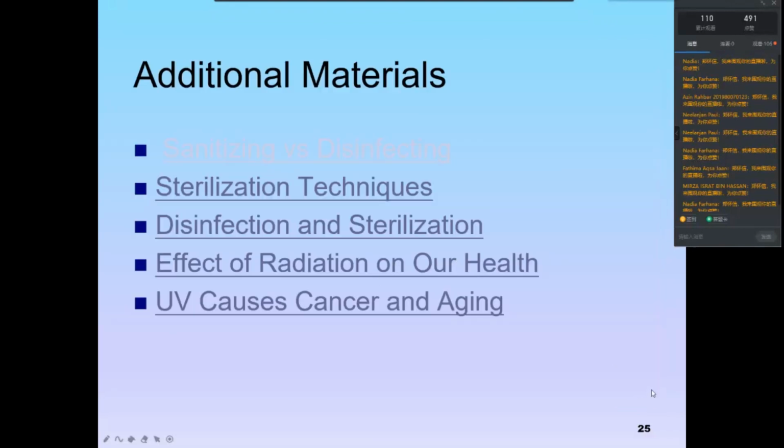Okay, so that's the first. We didn't cover the sanitizing. That's for everyday life, not in our microbiology class or clinical practice. And then we can watch this, the sterilization techniques.